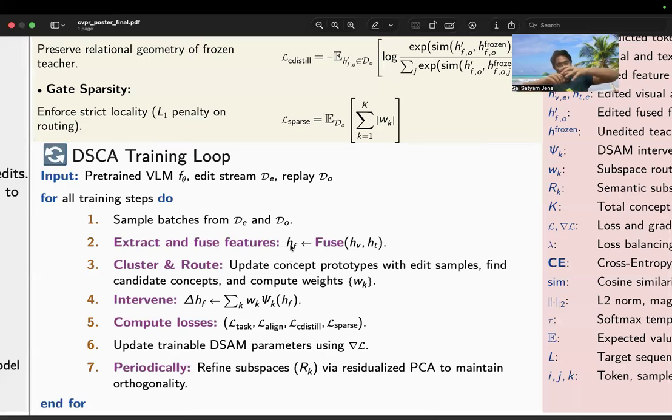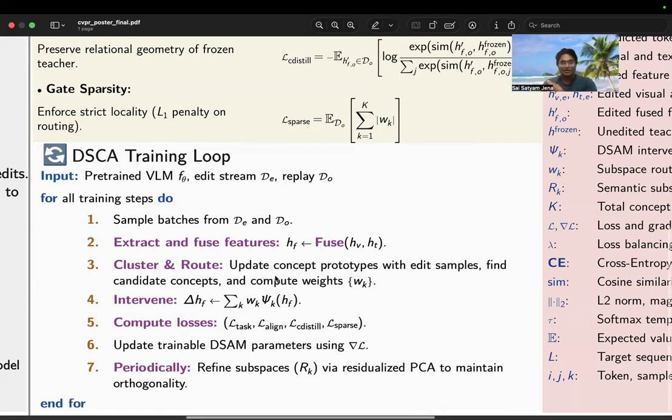Extract and fuse features. So we get this HF after the fusion block, from the computational graph which the model draws during inference only. It's a training free method. We are just doing the edits during the inference only.